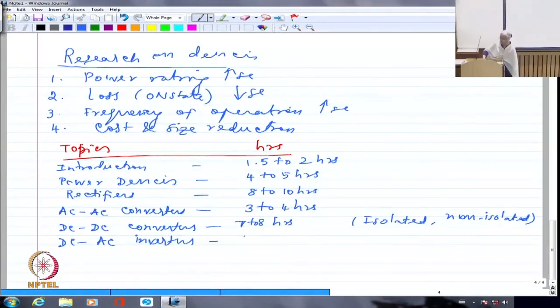So let us say 9 to 10 hours if I am talking about voltage to voltage, DC voltage to AC voltage conversion. If I am talking about DC current to AC current conversion, it is a different ball game altogether. So let me see, if I have time, I'll deal with the current source inverters. If I don't have time, I will ignore current source inverters for now. But let me see how the time goes.